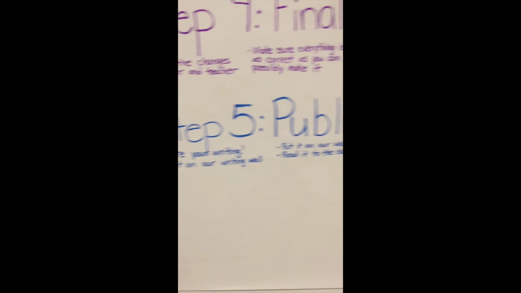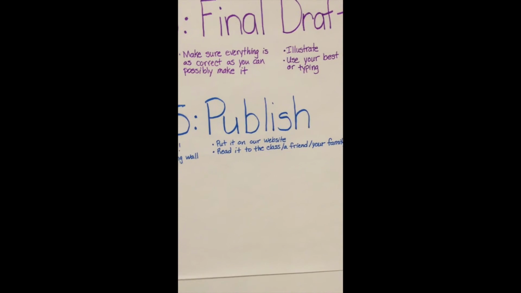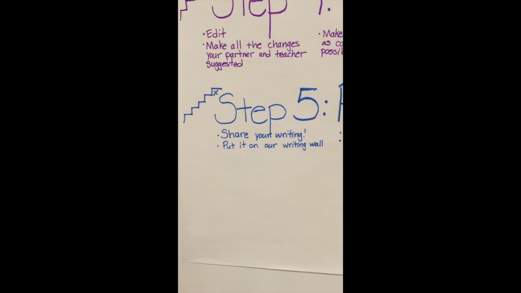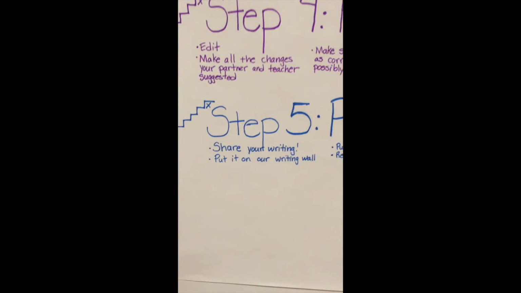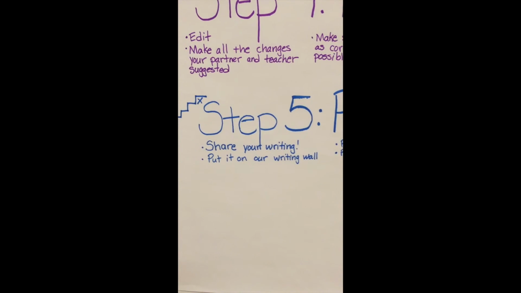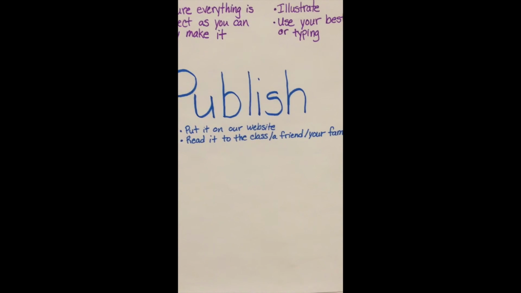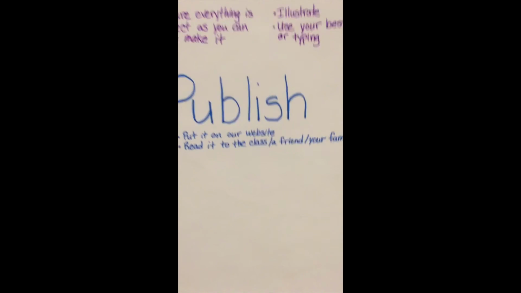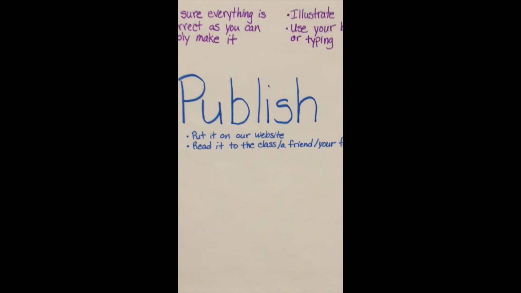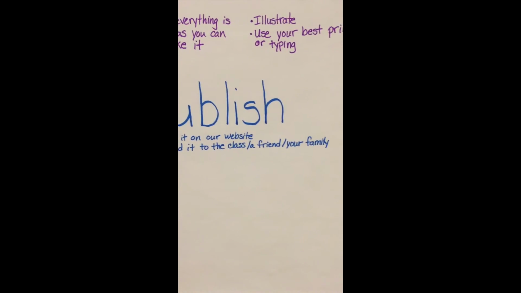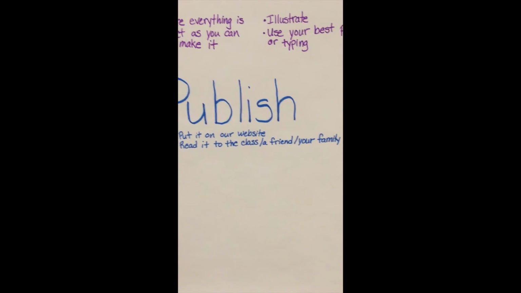Step 5, publishing. We're going to publish our writing, which just means you're going to share it. So mostly what that's going to mean for us, we're going to put it on our writing wall. But sometimes it could mean we would put it up on our website, or if we typed it, you could put it up somewhere on your website or on the internet, maybe email it to somebody. We might read it to a class or a friend. We might read it to our family.